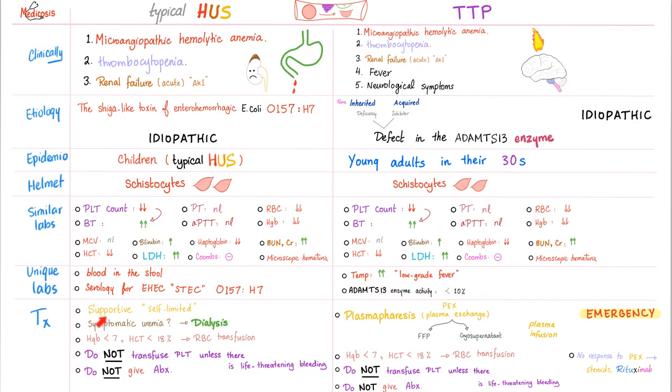Cool. Treatment. Here it's self-limited, but here is a freaking emergency. Big difference. In HUS, supportive care. Symptomatic uremia, go with dialysis. Anemia, you give red blood cells. Do not give platelets. Do not give antibiotics. How about TTP? It's an emergency. Plasmapheresis with plasma exchange. If the hemoglobin is low and there's anemia, give red blood cells. Do not give platelets. Do not give antibiotics. What if the patient did not respond to the plasma exchange? You can try steroids and rituximab.